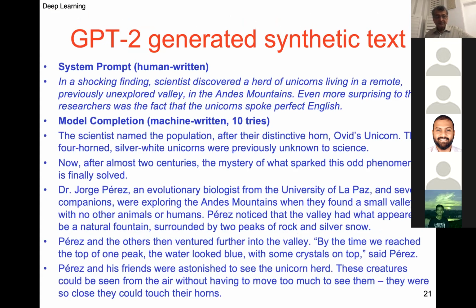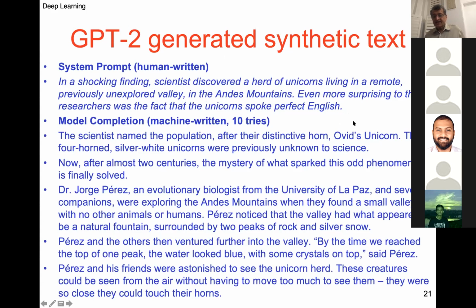And here is an example of the remarkable text generation that GPT-2 can do. GPT-2 generated synthetic text. System prompt, human written. Let's read this because it's fun. In a shocking finding, scientists discovered a herd of unicorns living in a remote, previously unexplored valley of the Andes Mountains. Even more surprising to the researchers was the fact that the unicorn spoke perfect English. So this is a nonsensical human-written prompt. They typed it into GPT-2 and saw what it would generate based on this. What would be the next prediction?